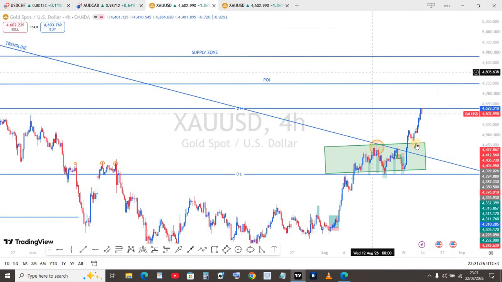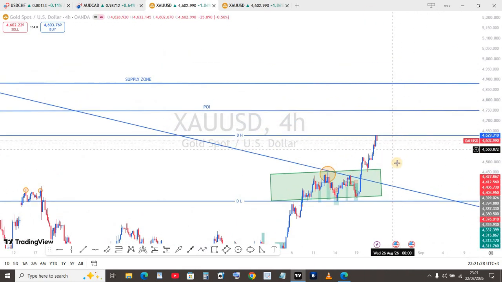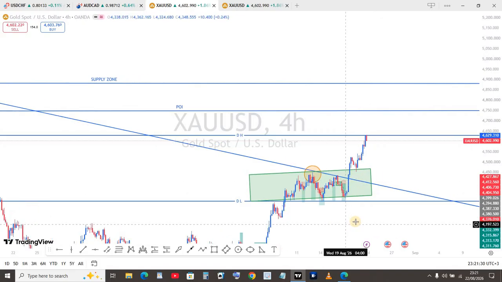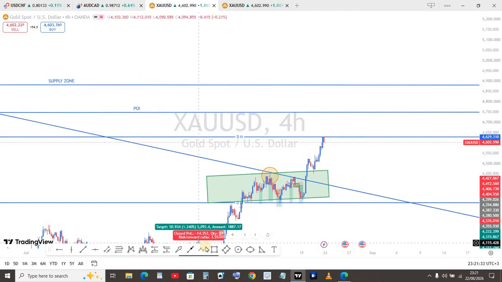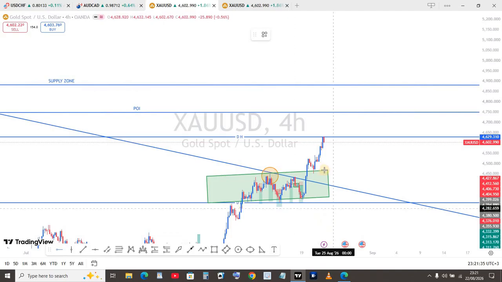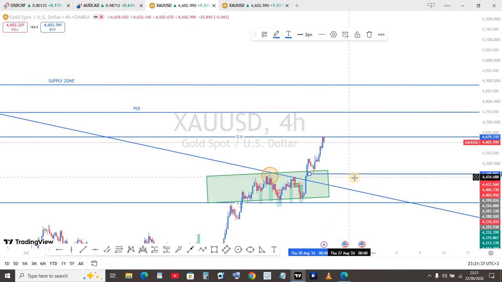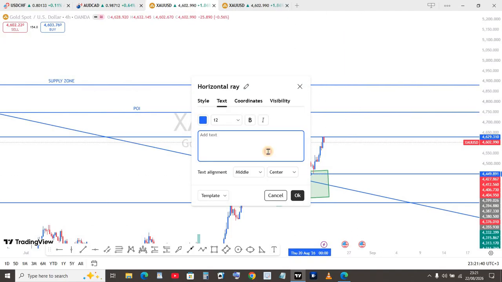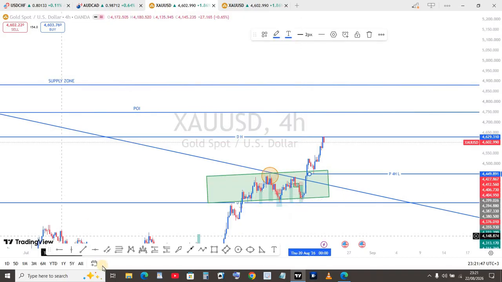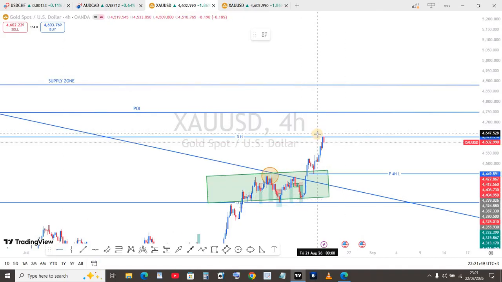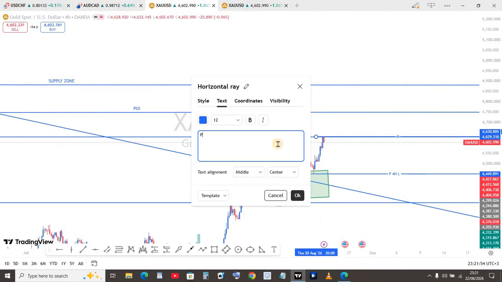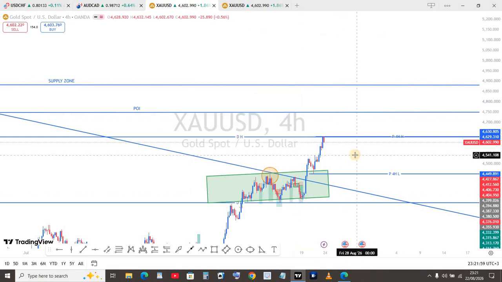So what I will do, I'll also mark the previous 4-hour high and previous 4-hour low. So let me mark it. So this is the lowest point, the previous 4-hour low, and you also have the previous 4-hour high. These are the previous 4-hour high. So I'm anticipating a break.